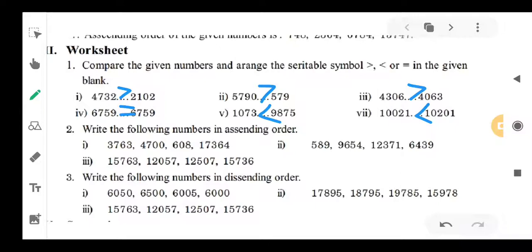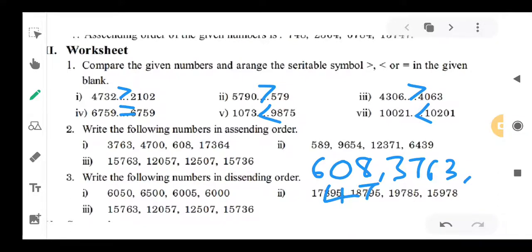So 608 first, after that 3,763, next 4,700, after that last one 7,364. So this is the ascending order for first one. Okay, I will clear this, I will erase this. So note down.